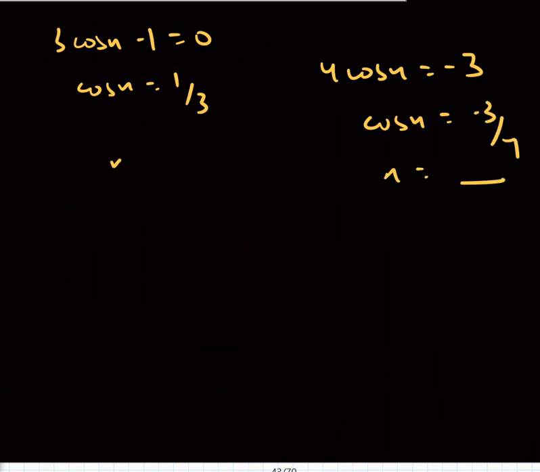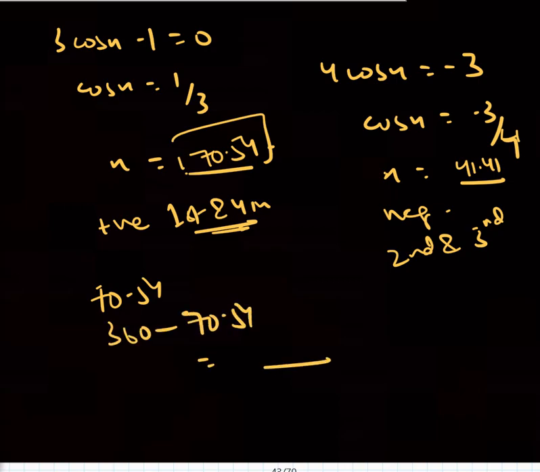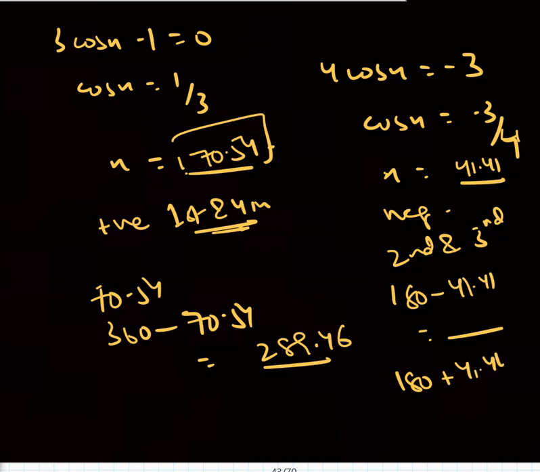Finding x over here, cos is positive in the first and fourth quadrants. The first is like this, so 70.54 will come directly. The other one would be 360 minus 70.54. For the other equation we are getting the value negative, so second quadrant is 180 minus 41.41, and third quadrant is 180 plus 41.41.